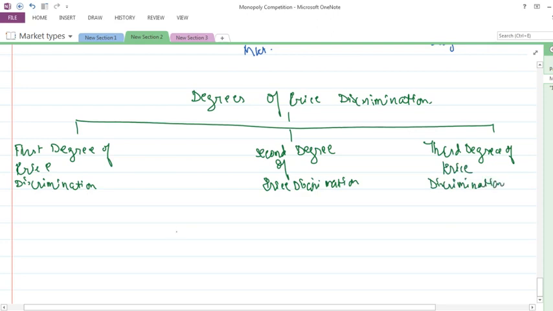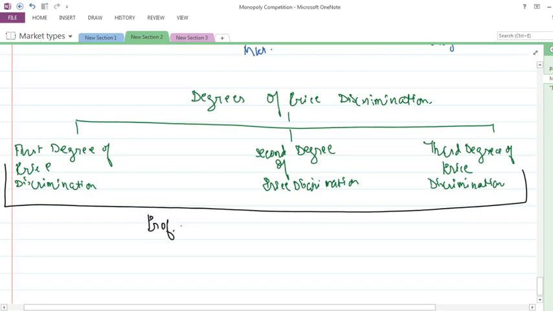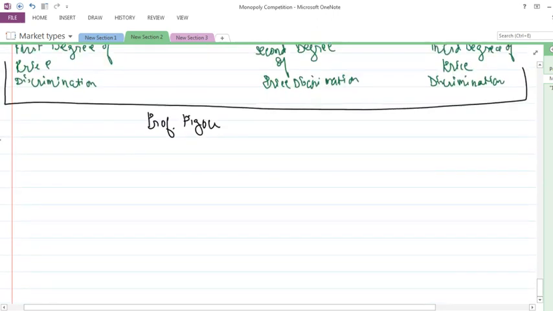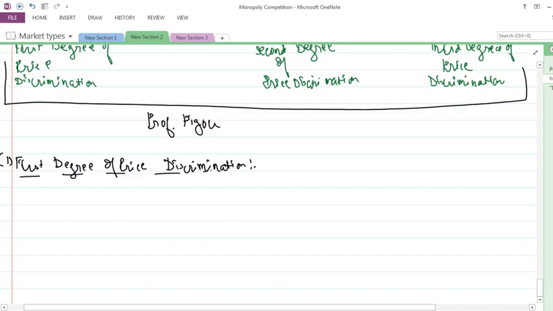These degrees of price discrimination were identified by Professor Pigou. So the first one is the first degree of price discrimination. Under the first degree of price discrimination, the discrimination would occur when the monopolist is able to sell each and every separate unit of output at a different price.